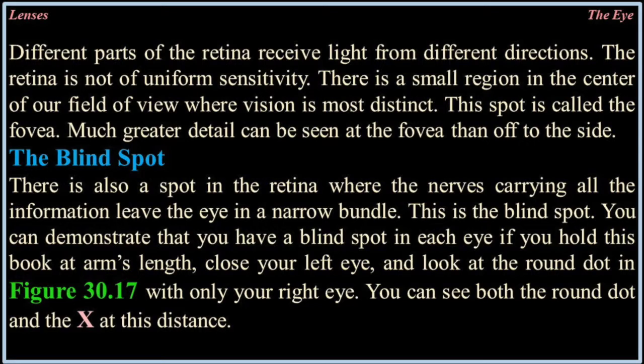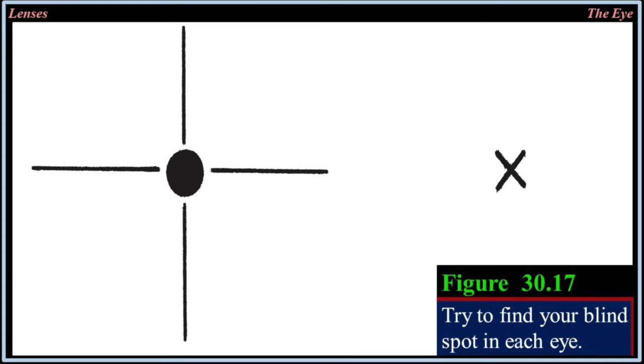There is also a blind spot in the retina where the nerves carrying all the information leave the eye in a narrow bundle. This is the blind spot. You can demonstrate that you have a blind spot in each eye if you hold this book at arm's length. Close your left eye and look at the round dot in figure 30.17 with only your right eye. You can see both the round dot and the X at this distance.